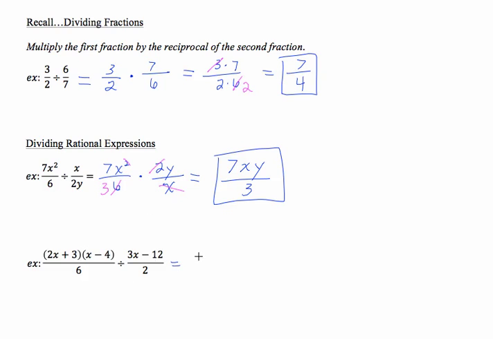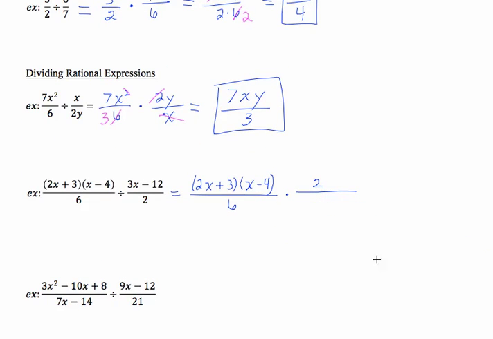Okay, let's do another one here. So first thing is to see if anything else factors, and it looks like on the first fraction, nothing else factors. So we have 2x plus 3 times x minus 4 all over 6 times the reciprocal here, which is 2 over 3x minus 12. And now let's see, on the second fraction, I did not simplify anything yet. So let's see if anything simplifies there. We have 2x plus 3 times x minus 4 times 2. So I'm going to actually bring this 2 out to the front when I multiply these together.